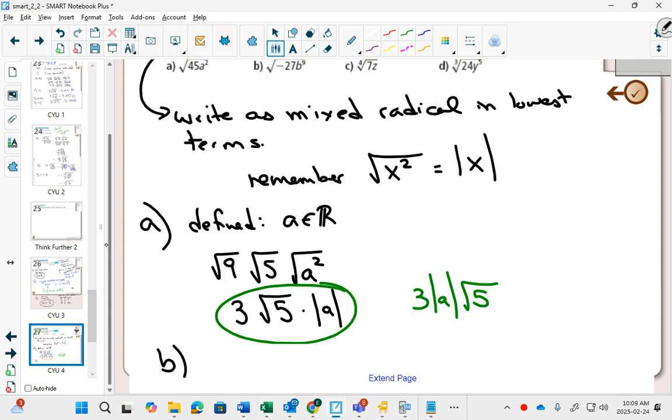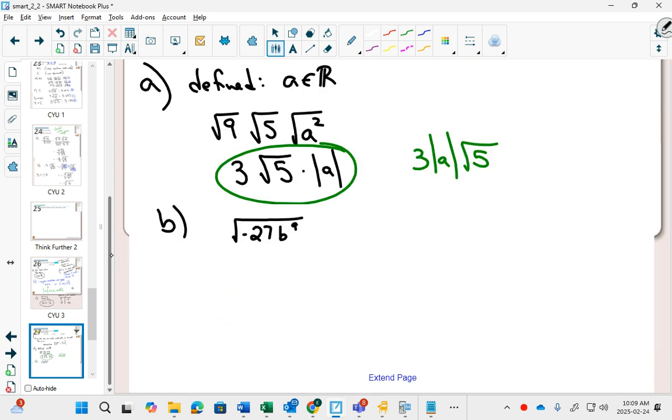For B, we've got square root of negative 27 b to the 9. Where is it defined? So as a mental math, first, can you find one value that works and one value that doesn't work? Can you see that positive numbers are not working for you? And negative numbers are working for you.